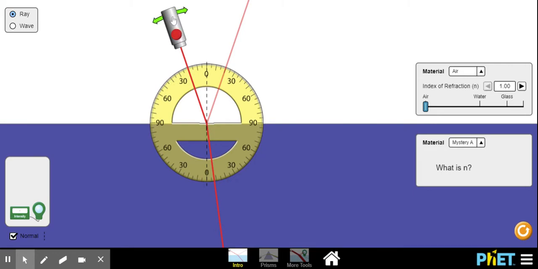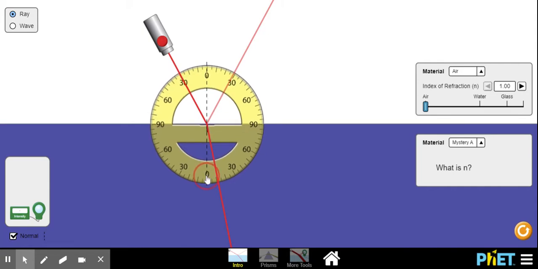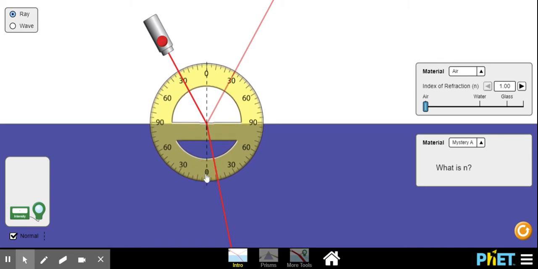Then I'm going to increase the angle of incidence by 10 degrees, so I'm at 30 degrees. Again, angle of incidence is measured from the ray to the normal, and I'm going to record my angle of refraction. In this case, be careful not to nudge. Angle of refraction is from the normal to the refracted ray, and now it's 11 degrees. So I will record those two in my table.